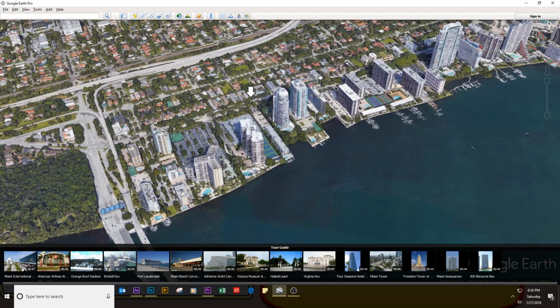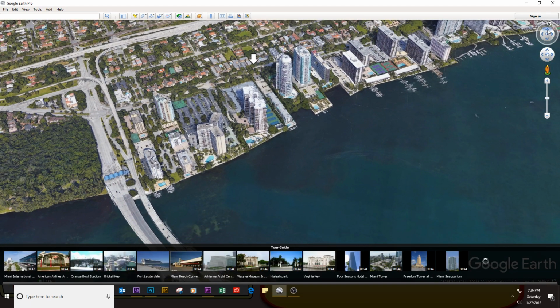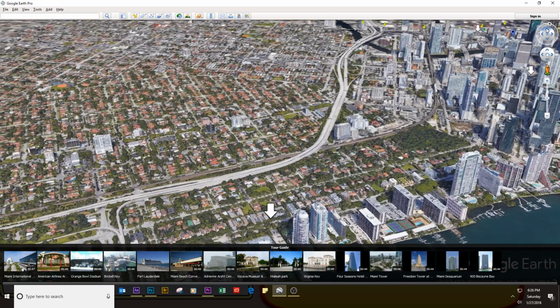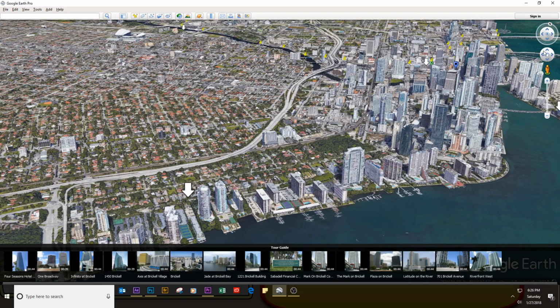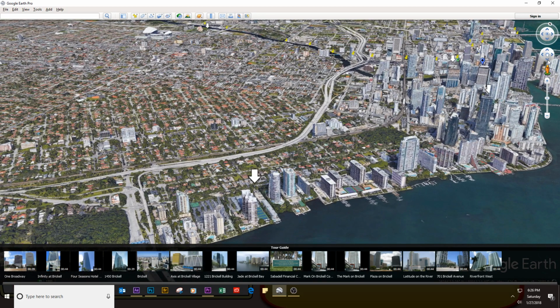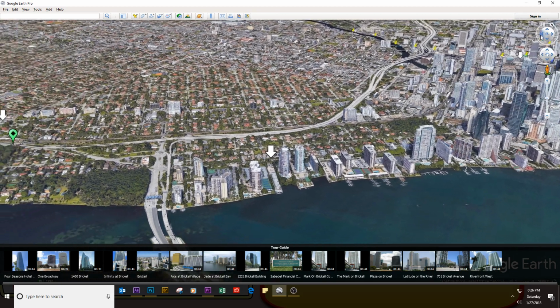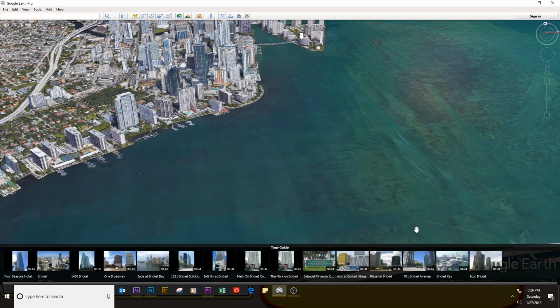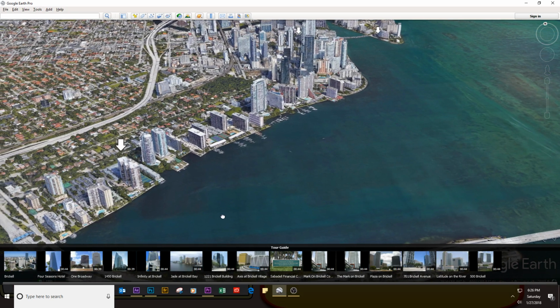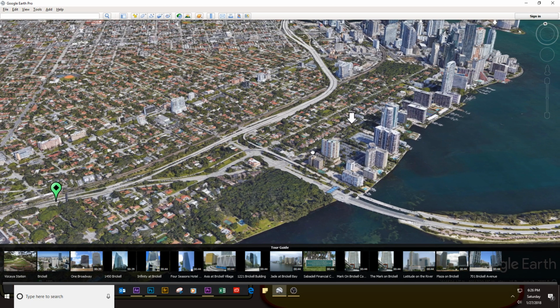So let me move this around a little bit so you can get a better idea of what we're talking about. Okay, good. Now we're getting there. Here it is. Brickell and 20th, where we start, right here.